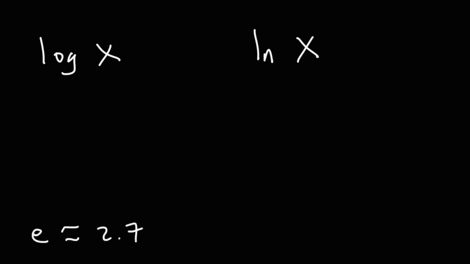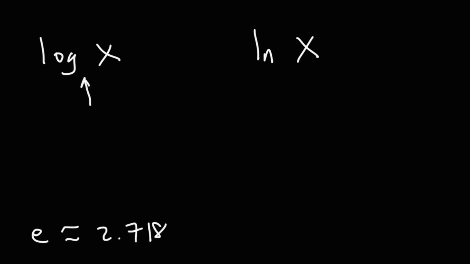Now, you need to know the difference between logs and natural logs. So let's say we have log x and natural log x. The base of a natural log function is always e. So if you don't see it, it's always e. And e is a number which is approximately 2.718.